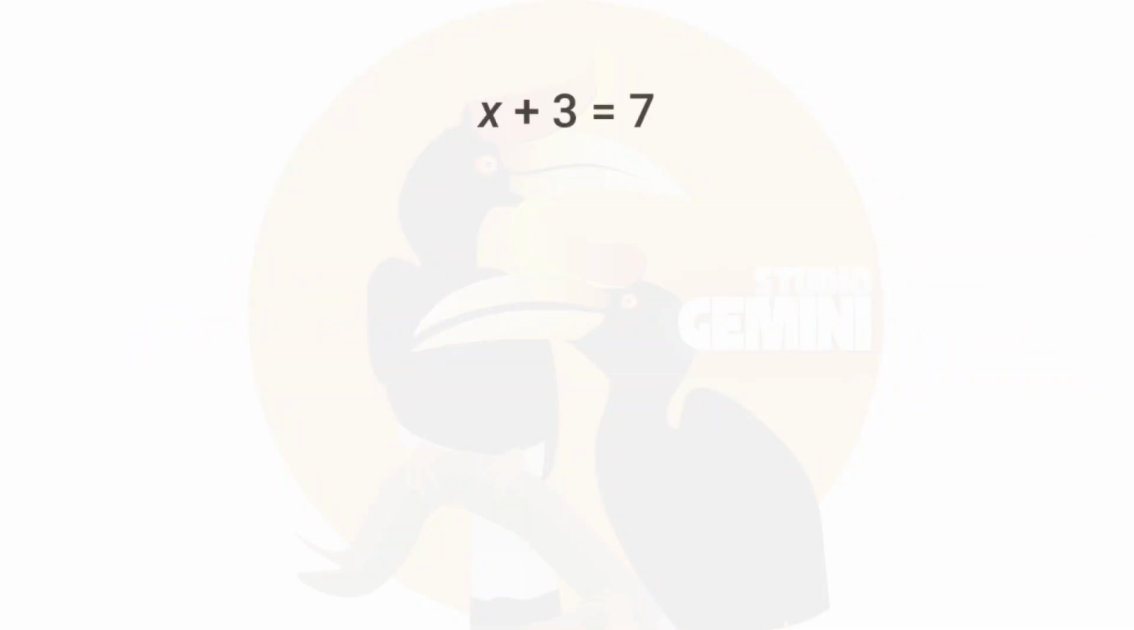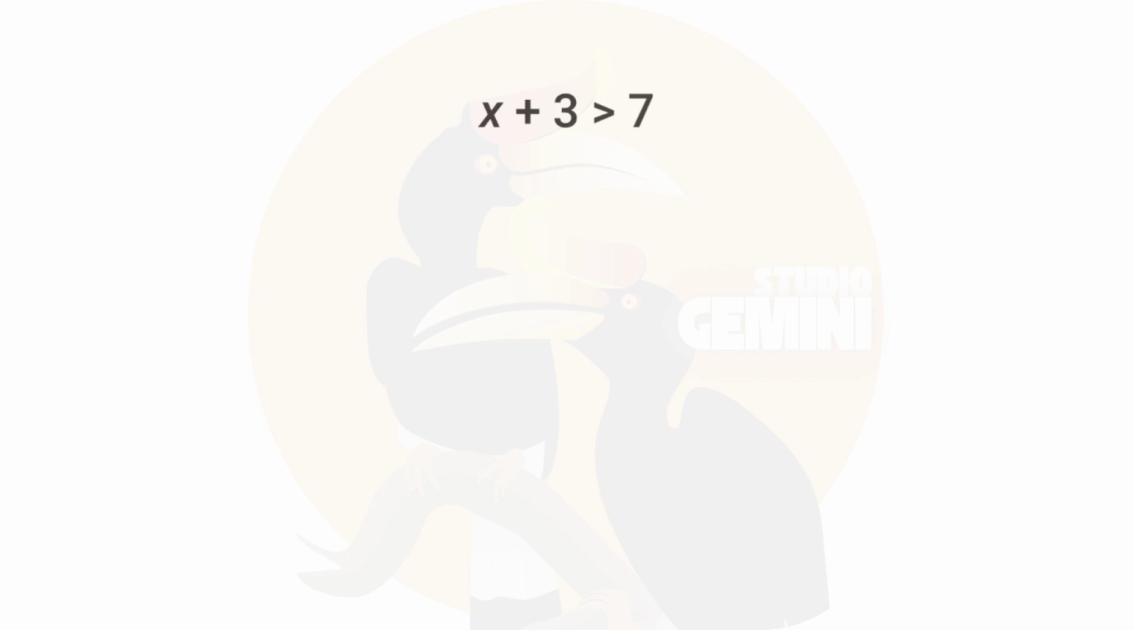To solve this, we need to get x by itself. Since we have x plus 3, we need to undo the addition by 3 by subtracting 3 from both sides. This gives us x plus 3 minus 3 equals 7 minus 3. On the left-hand side, the 3's cancel out, leaving us with only x. And on the right-hand side, 7 minus 3 equals 4. So, x equals 4. But what if this wasn't an equation, but an inequality?